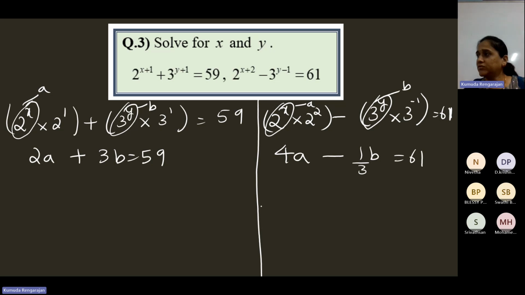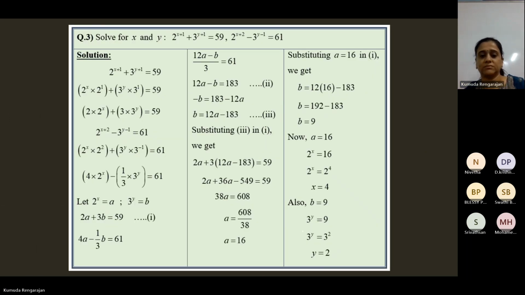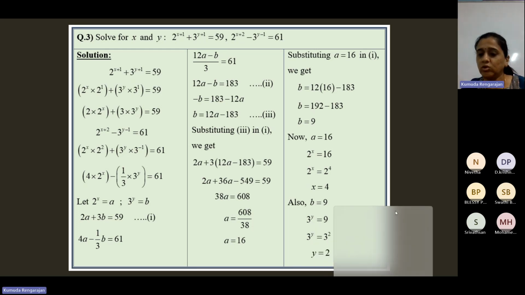You'll have to solve the two equations, find the values of A and B, and then using the values of A and B, you should find the values of x and y. Please work. Please use the slide and write down everything from the slide. I am presenting it for you to write down.